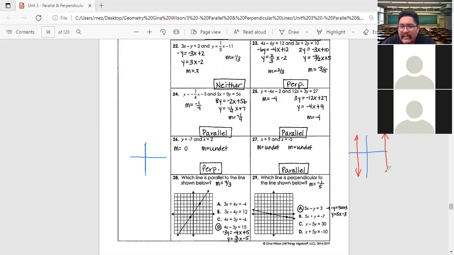So on some of these, you might have to graph it a little bit. And that's what I would recommend, just graphing it a little bit. And now you can see they're parallel.